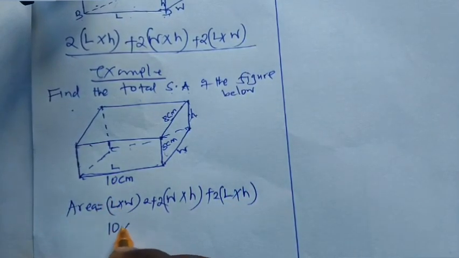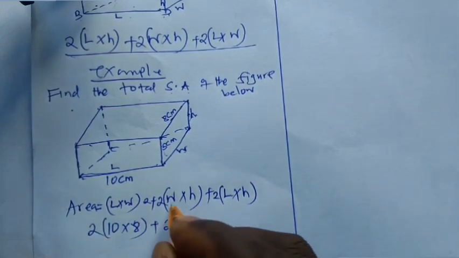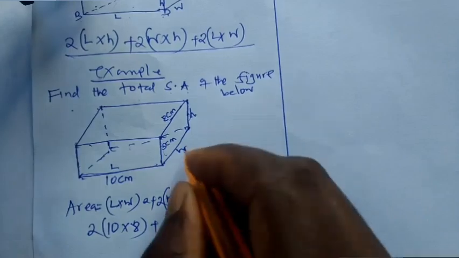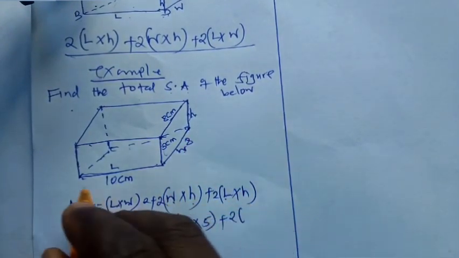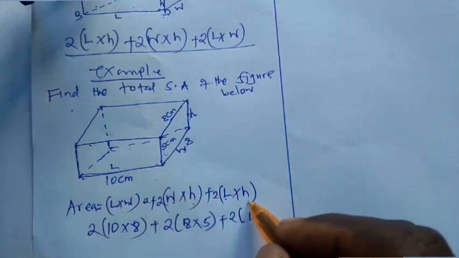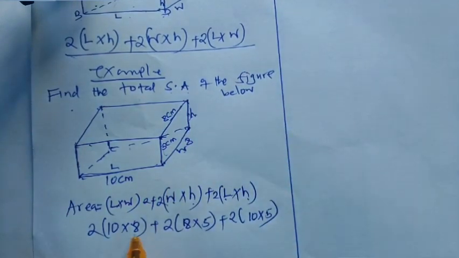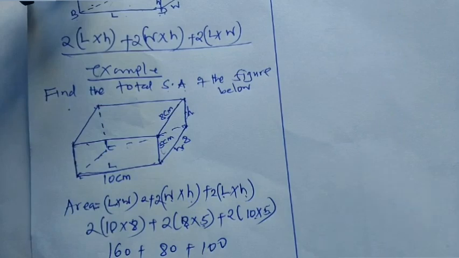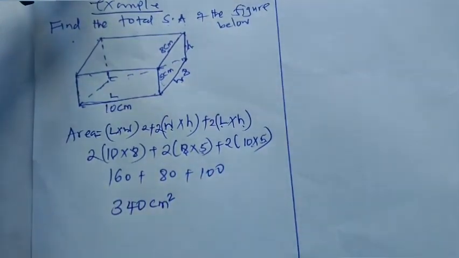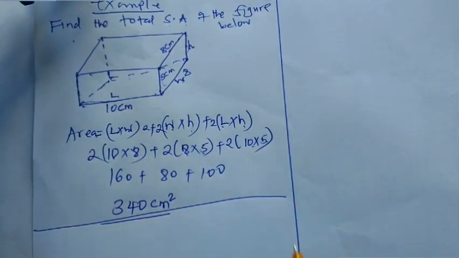Now substitute the numbers. This is 10 times 8 times 2, plus 2 into width, which is 8, times height, which is 5, plus 2 into length, which is 10, times height, which is 5. This is 160, plus 80, plus 100. So this gives us the total as 340 centimeters square as the total area.